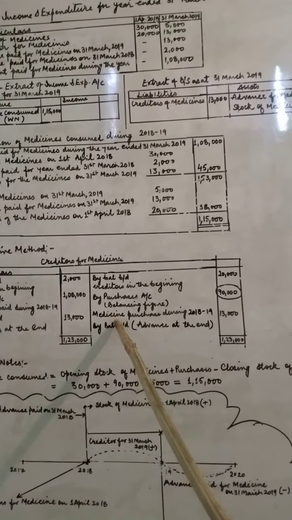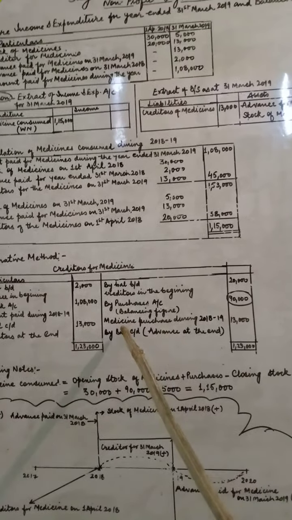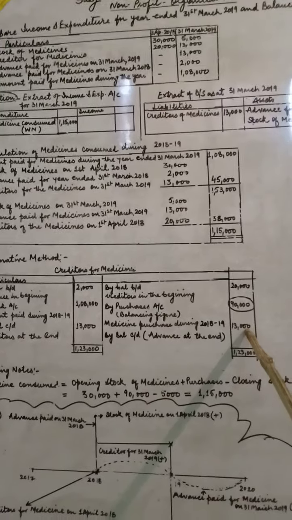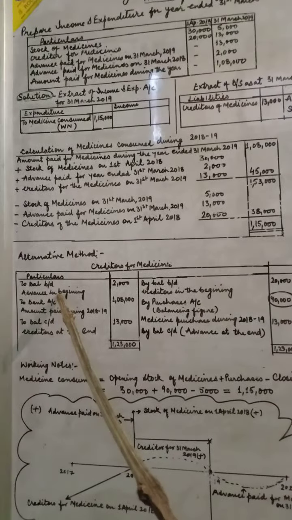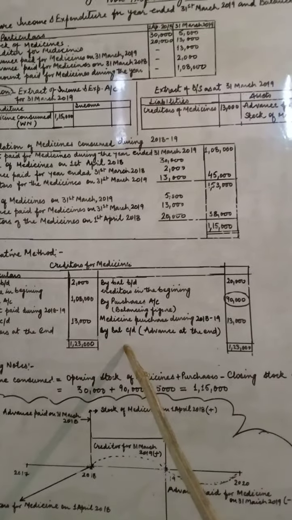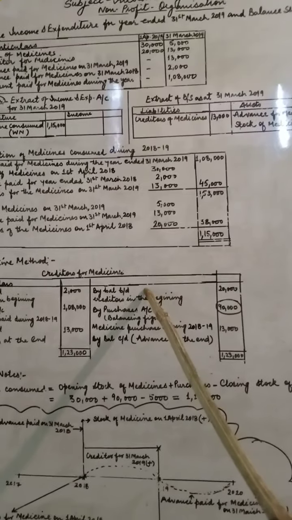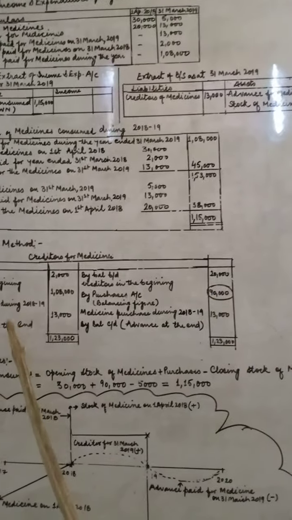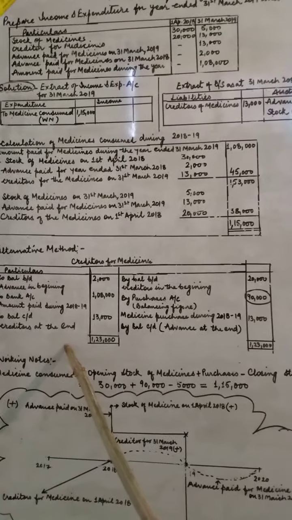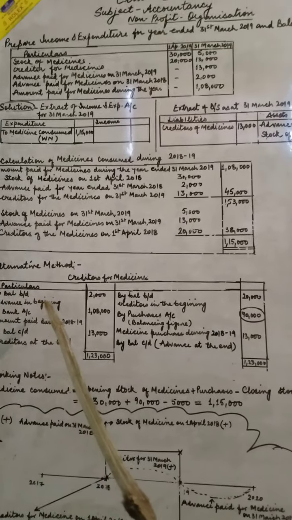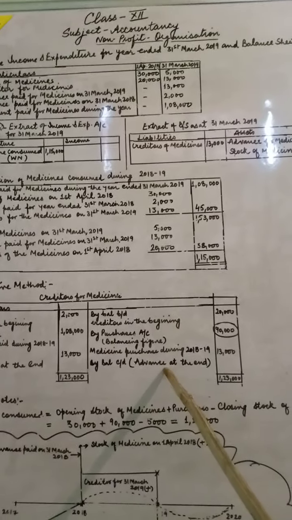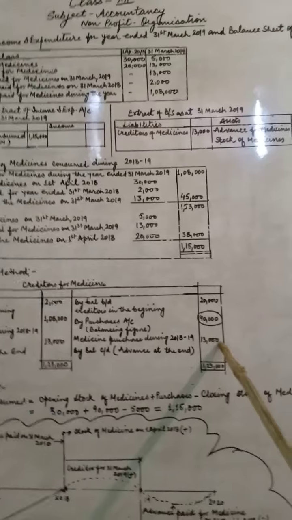So if the medicine advance at the end, the CD balance, is on the credit side, then the advance in the beginning goes to the debit side. You just have to learn it like this: the BD balance of the creditor is on the credit, so the CD balance of the creditor is on the debit, and vice versa. Same here, the BD balance of advance in the beginning will be on the debit, and vice versa, the CD balance or the advance at the end will go to the credit side.